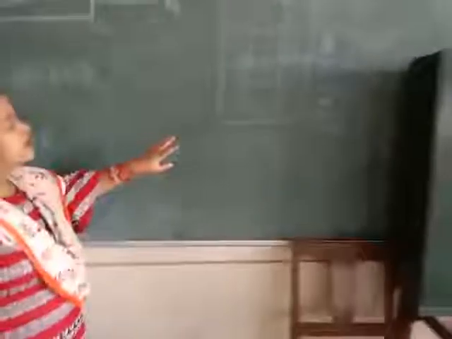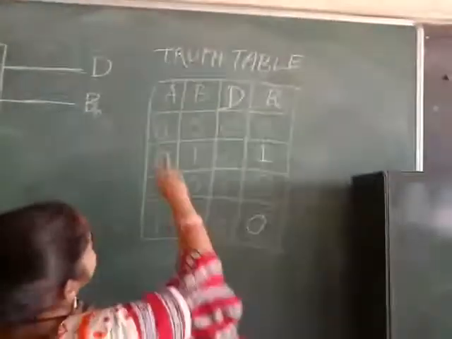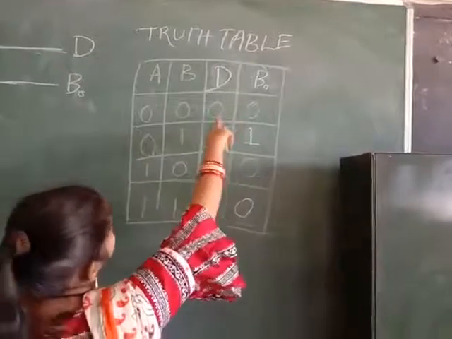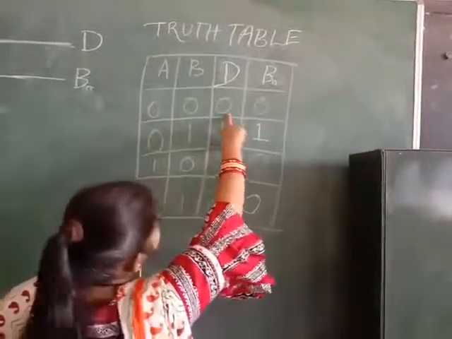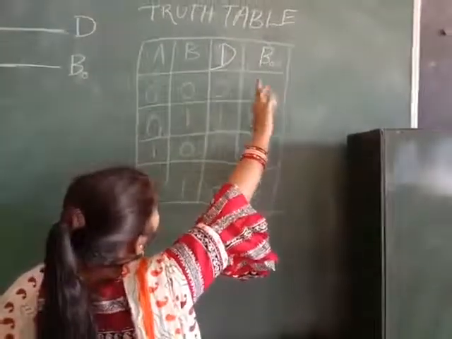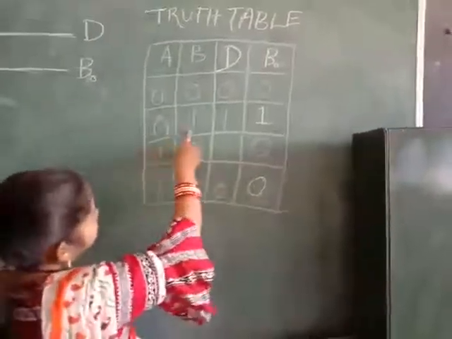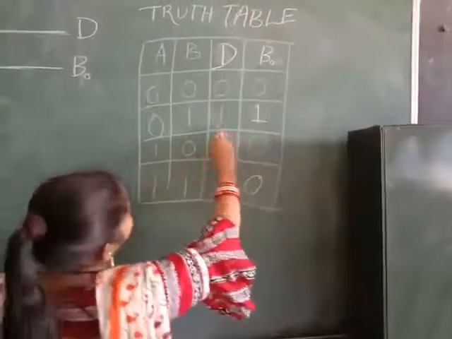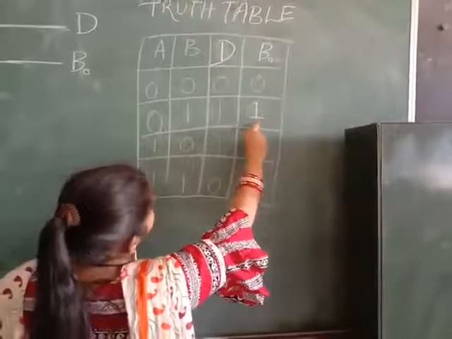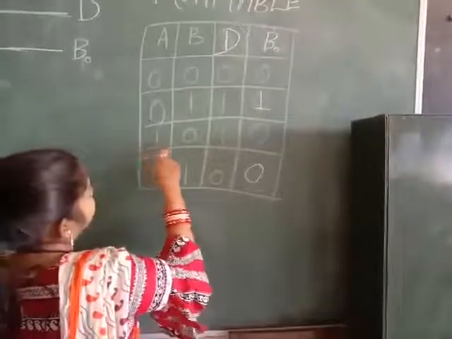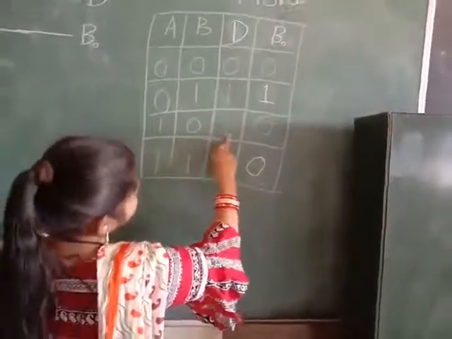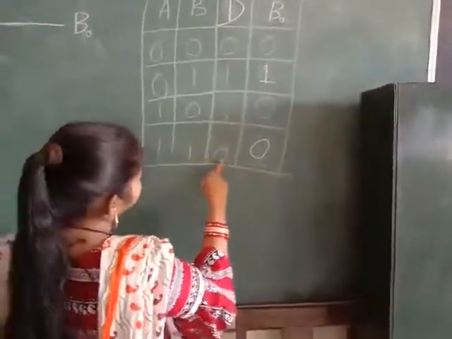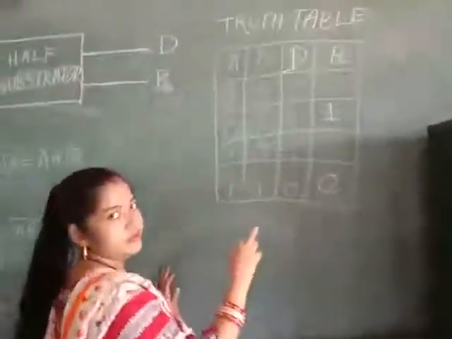So this is our truth table. Here input 0 0, then the differentiator will be 0 and the borrow will be 0. In 0 1 our differentiation will be 1 and borrow will be 1, and 1 0 differentiation 1 and borrow will be 0. In 1 1 differentiation 0 and borrow will be 0.